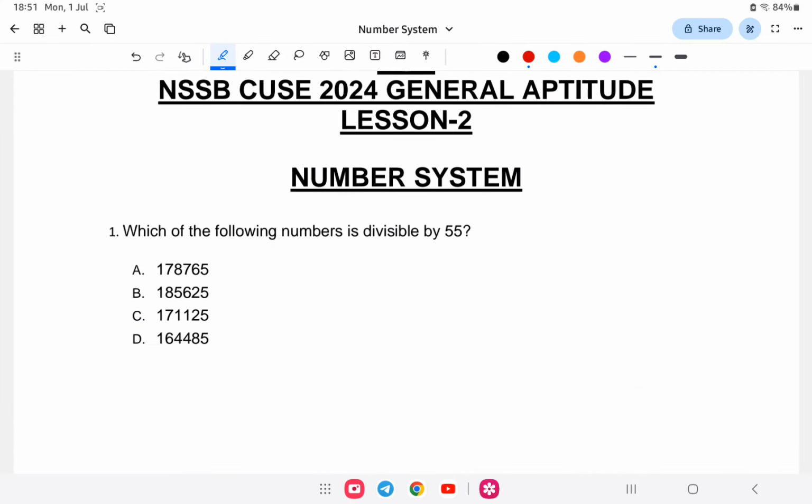So let us start with the class. Class 2, number system, lesson number 2. First question: which of the following numbers is divisible by 55? Divisible by 55 means we have to check whether the number is divisible by 55.